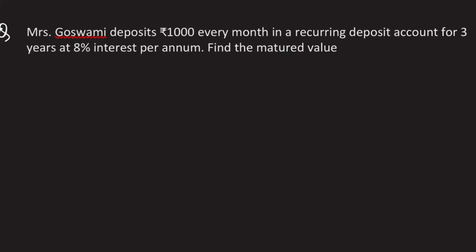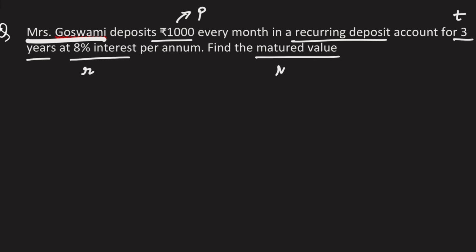So we'll be starting with question number 1. Mrs. Goswami deposits ₹1,000 every month. This is the principal, right? In a recurring deposit account for 3 years. 3 years is the time and 8% is the R. Find the matured value, that is MV.